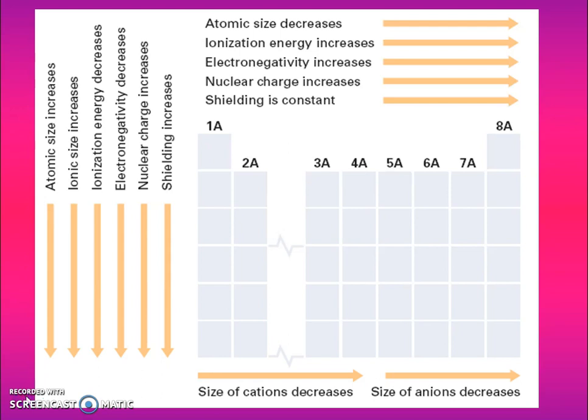And then for electronegativity, we know that metals, again, don't want to take on electrons, so therefore they're not going to have a great electronegativity, where the nonmetals on the right side do want to take on electrons, so they have a much higher electronegativity, so therefore top to bottom it must decrease if left to right it increases.